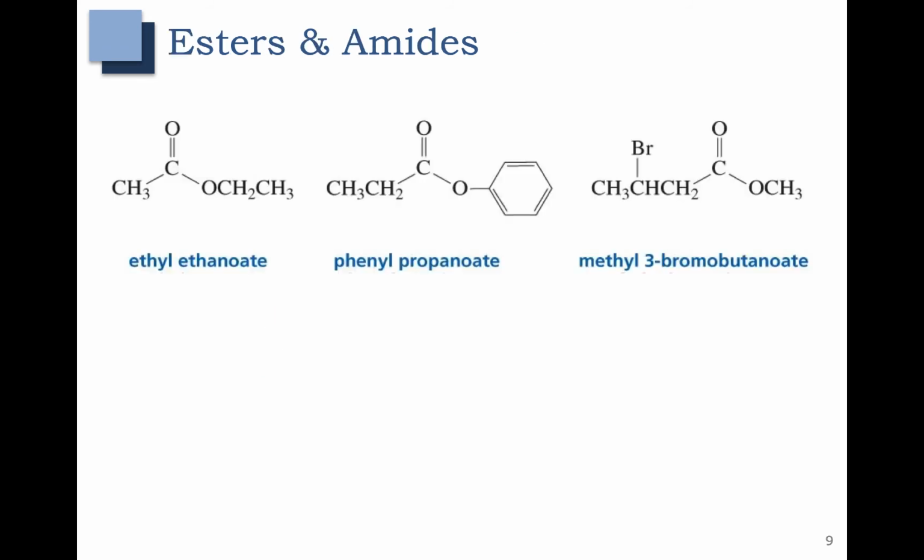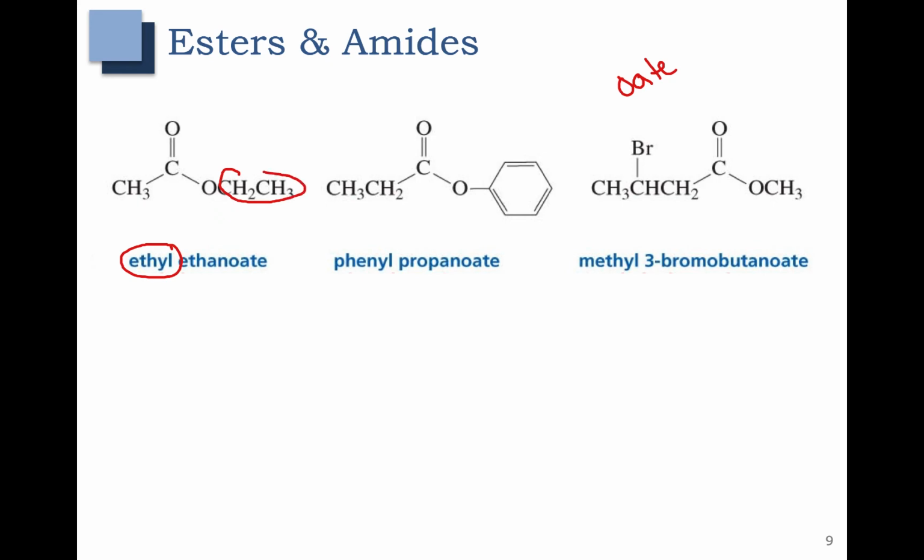Esters also have the suffix -oate. They're named very similarly to our carboxylic acid salts in that they have the same suffix, just instead of a salt at the beginning, we name what's attached. So in this case, we have ethyl ethanoate.